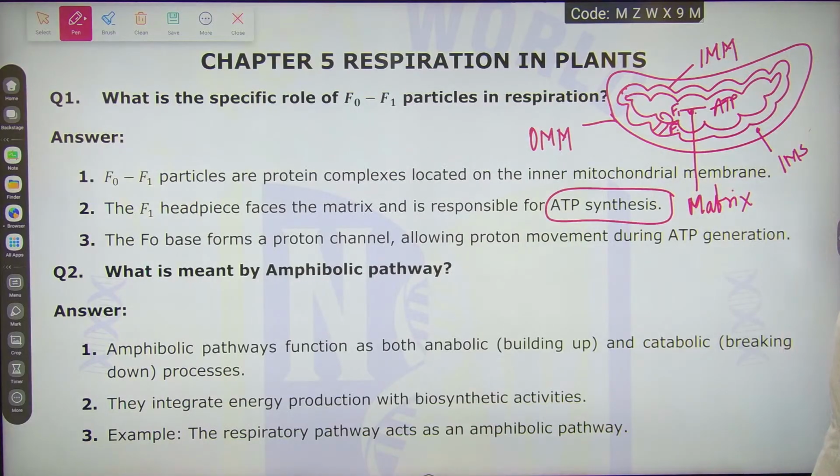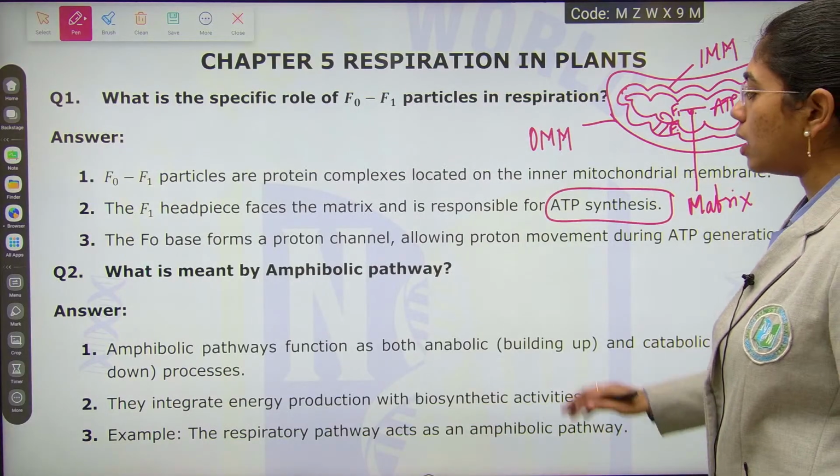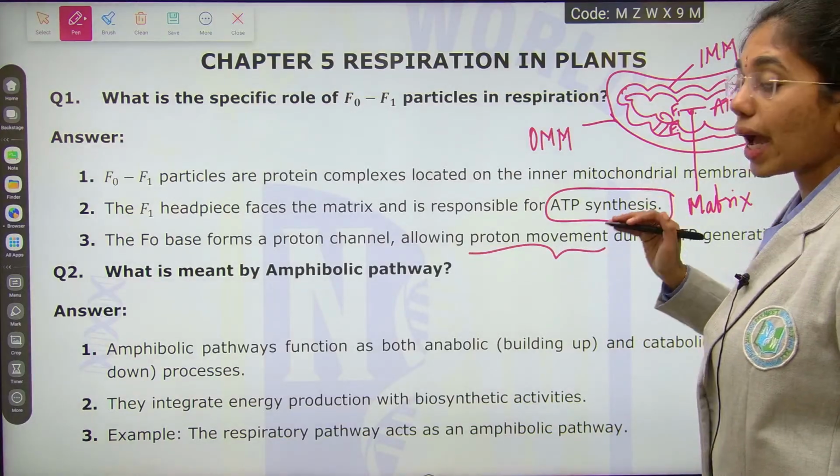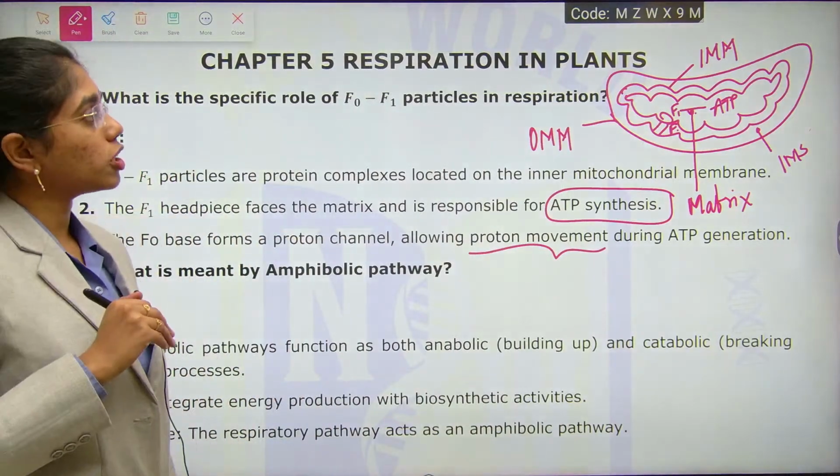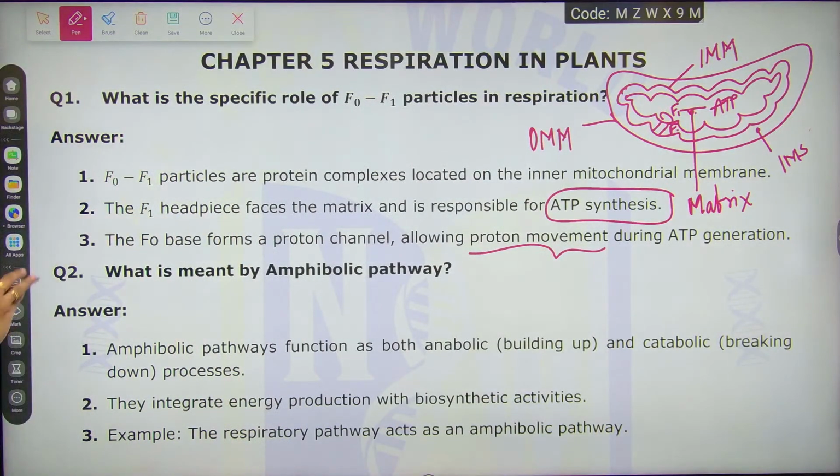The F0 base forms a proton channel. This allows the proton movement across the gradient, that is from the intermembrane space to the mitochondrial matrix. Clear? Next, what is an amphibolic pathway?